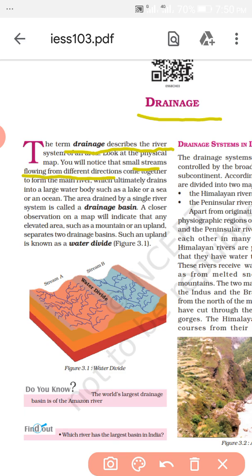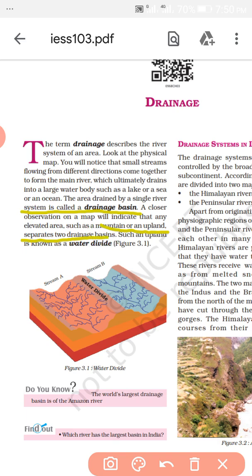But we have to know about these rivers, where they join. These large rivers finally join the sea. When a single river system drains an area, it is called the drainage basin. On a map, you can observe that an elevated area, such as a mountain or upland, separates two drainage basins.